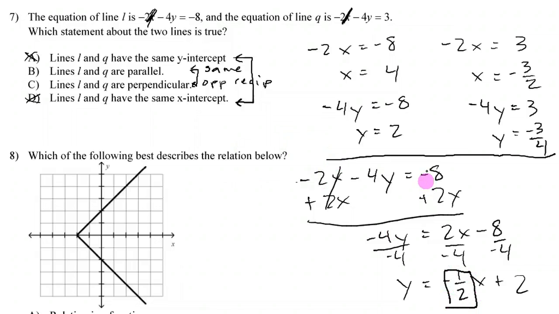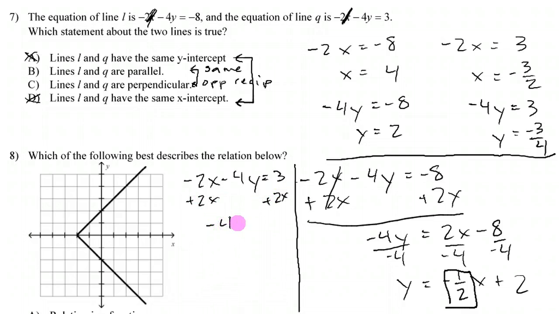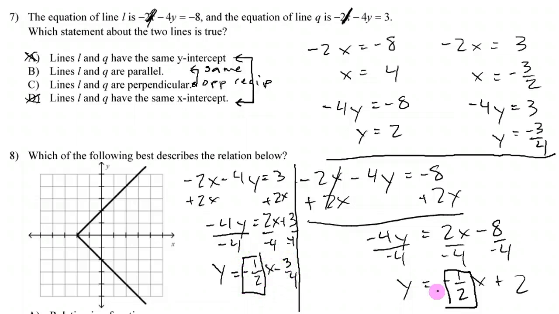If I do the same thing for the other one, let's see, I have negative 2x minus 4y is equal to 3. And if I solve this, I'm going to get plus 2x. So negative 4y is equal to 2x plus 3. And when I divide by negative 4 again, I'm going to get, this reduces again to negative 1/2. And so since we have negative 1/2 slope here, we have a negative 1/2 slope there. They're the same slope. Which one is that? That's parallel. So our answer is B.